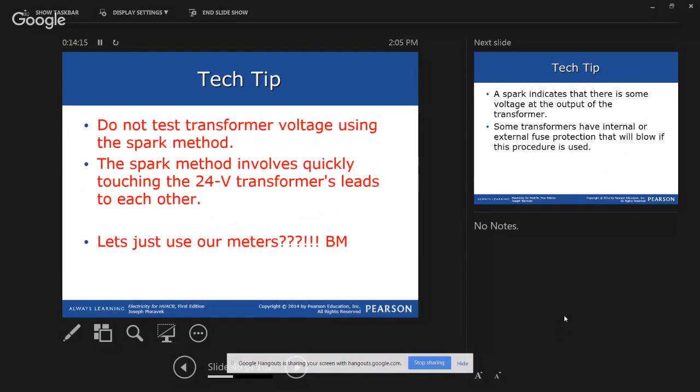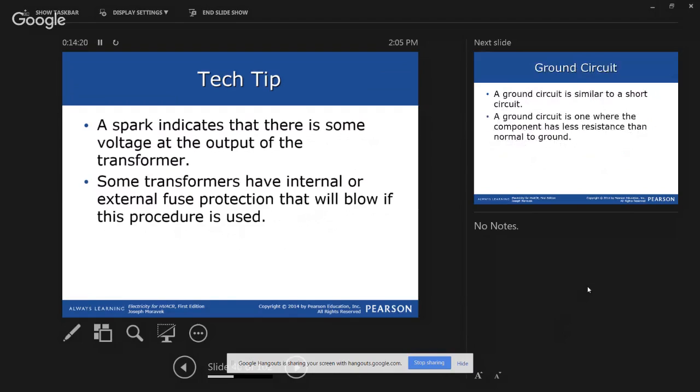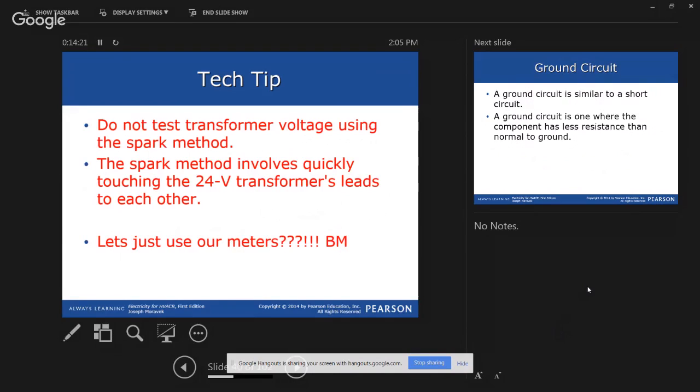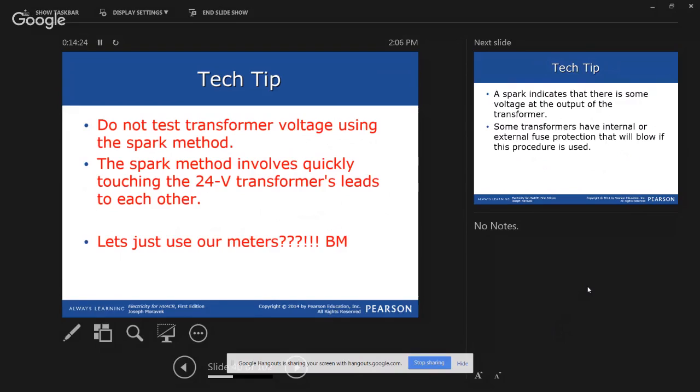Okay, moving forward. Jason, we just got done talking about this tech tip. It says, do not test a transformer voltage using the spark method. The spark method involves quickly touching the 24-volt transformer leads to each other. That's what the book suggested. I'm going to suggest that we just use our meters. Let's not do that.